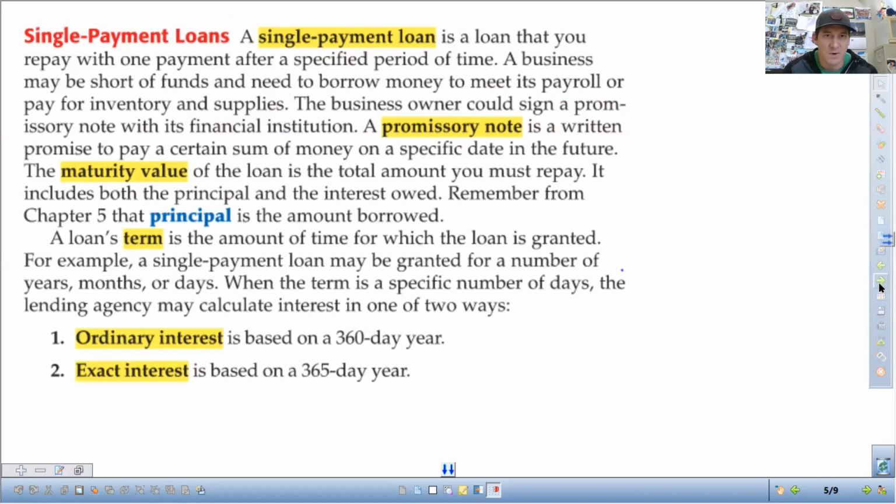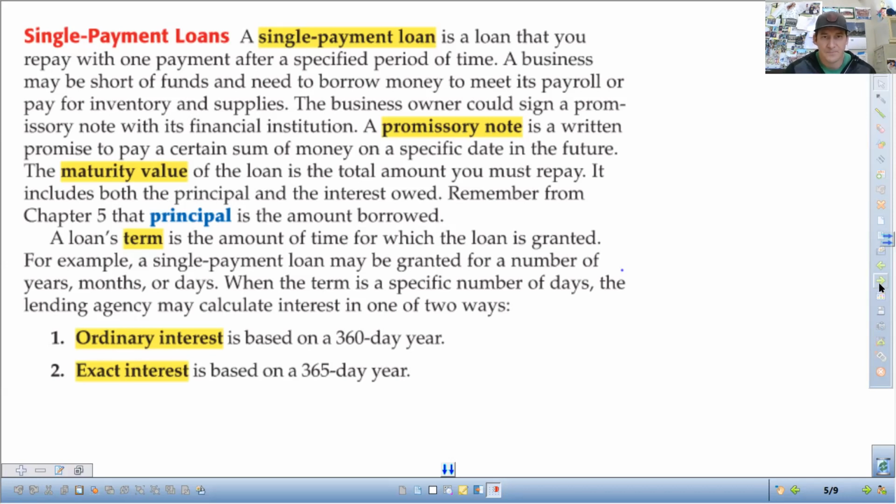The maturity value of the loan is the total amount you must repay. It includes both the principal and the interest owed. Remember from chapter 5 that principal is the amount borrowed. A loan's term is the amount of time for which the loan is granted. For example, a single payment loan may be granted for a number of years, months, or days.